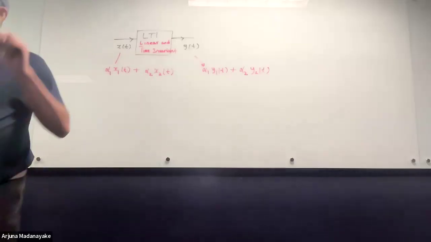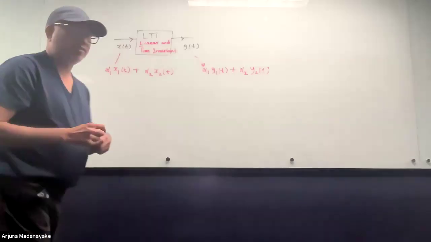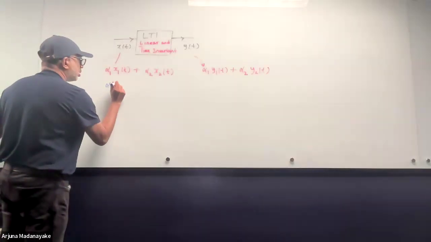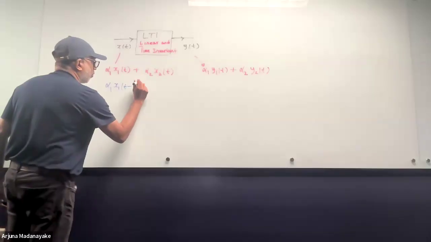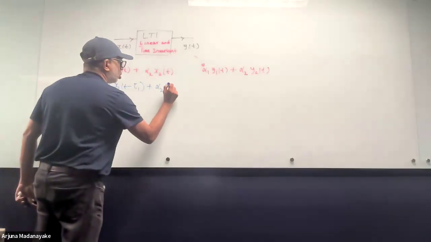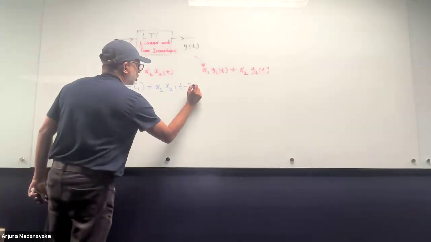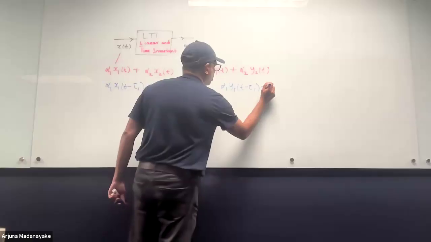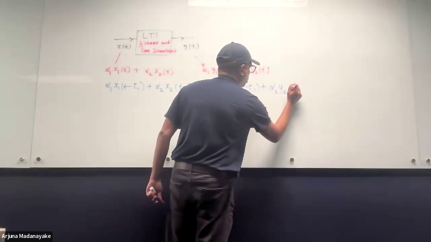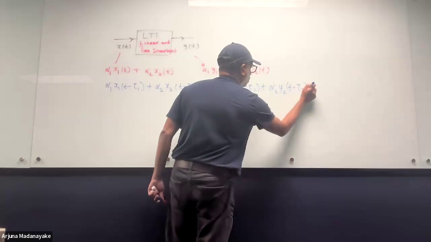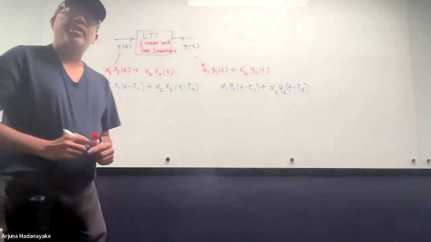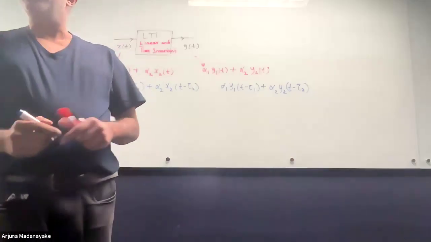Now, if we make it more complicated and also include the delays, we can write a more comprehensive version, which includes scaling and delays both. So we have alpha 1, x1, t minus tau 1, plus alpha 2, x2, t minus tau 2. We produce the outputs alpha 1, y1, t minus tau 1, plus alpha 2, y2, t minus tau 2. So we are not restricted to 2 inputs. We can have any number of inputs, n inputs.